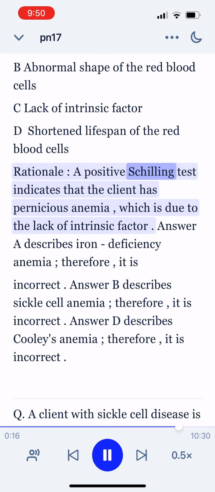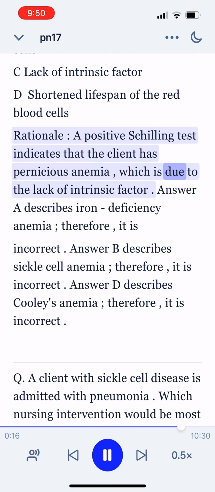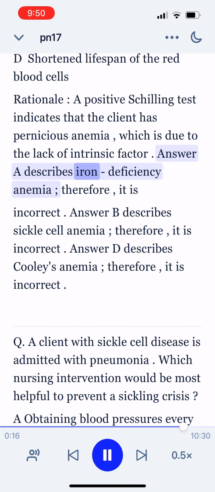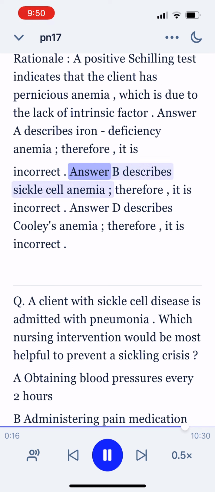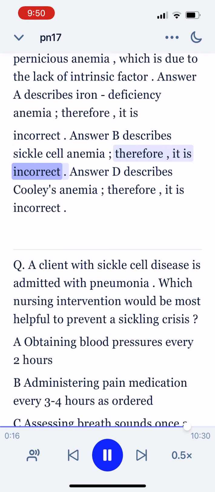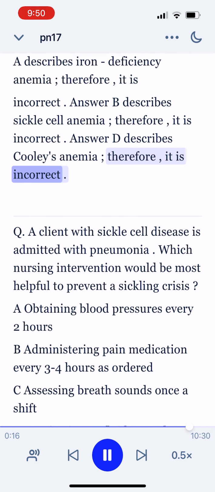Rationale: A positive Schilling test indicates that the client has pernicious anemia, which is due to the lack of intrinsic factor. Answer A describes iron deficiency anemia, therefore it is incorrect. Answer B describes sickle cell anemia, therefore it is incorrect. Answer D describes Cooley's anemia, therefore it is incorrect.